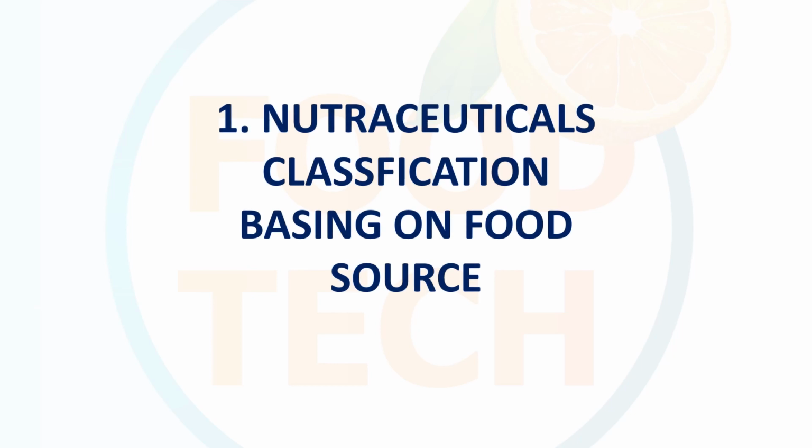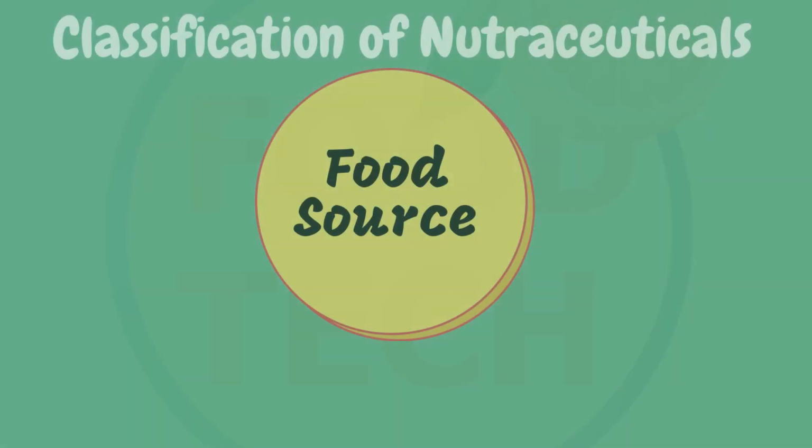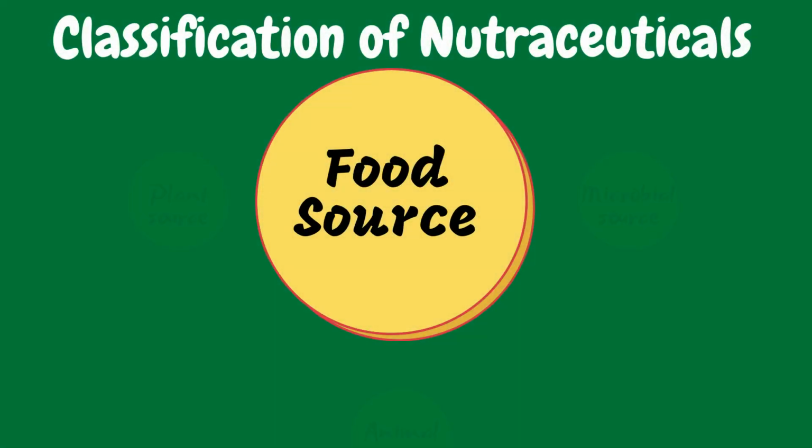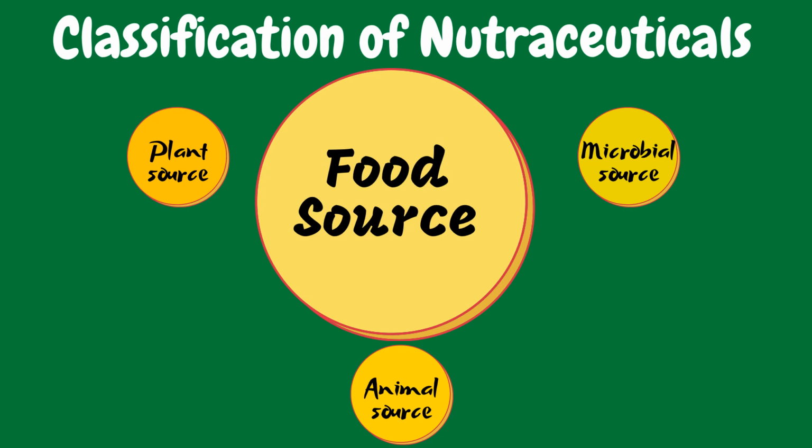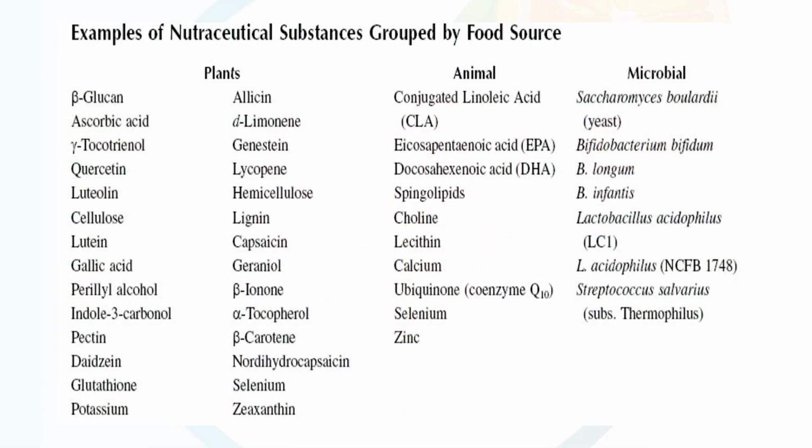Firstly, focusing on the first point, the nutraceuticals from food source. Here you can have plant, animal, or microbial. The food source can be obtained from the subsource, or the main source, you can say. It can be plant, microbes, or animal. And these are the examples I have mentioned of nutraceuticals obtained from plants, animals, and microbial sources.